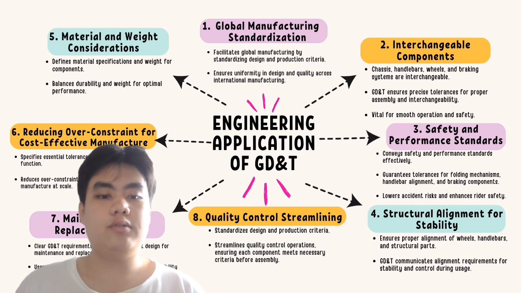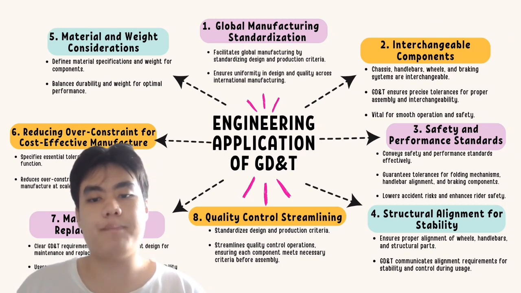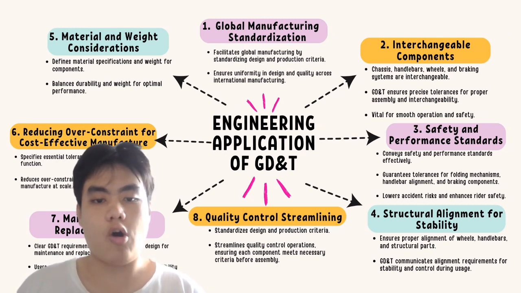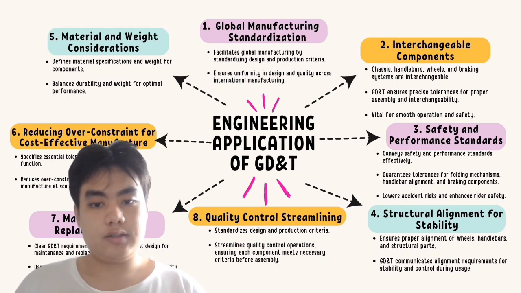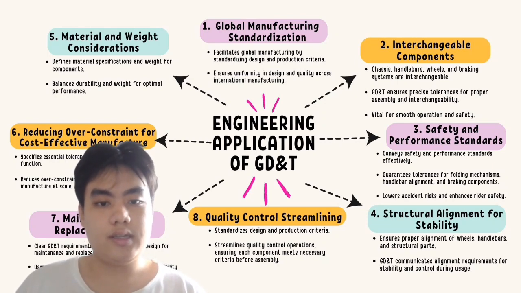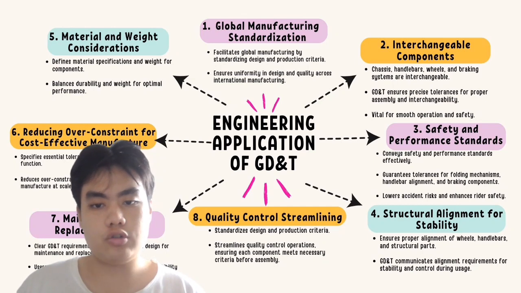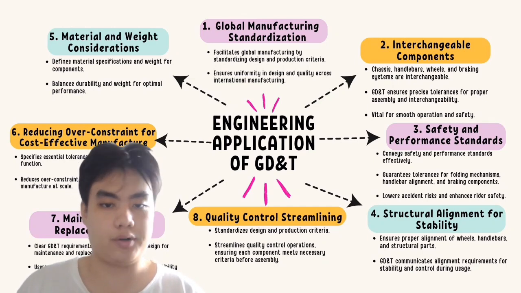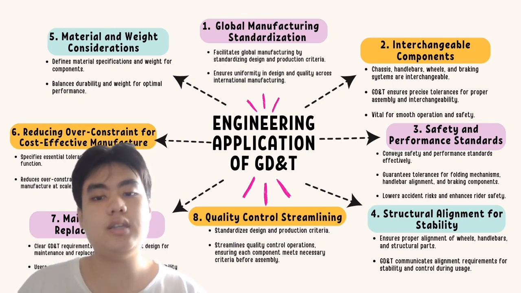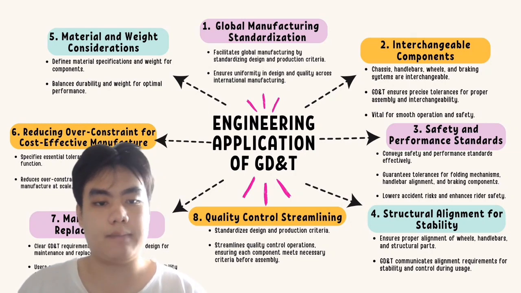So, now we have delved into the engineering realm and explored the powerful application of geometric dimensioning and tolerancing, or GD&T. This method serves as a fundamental aspect of precision engineering, ensuring not only uniformity but also enhancing the efficiency and safety of the manufacturing process. Let's explore the key aspects of how GD&T is a game changer in the engineering landscape.